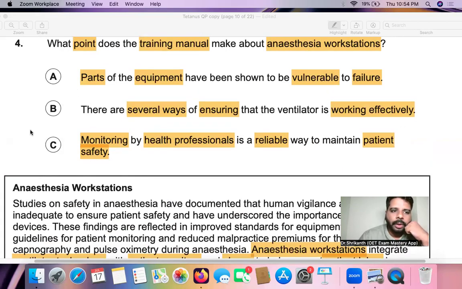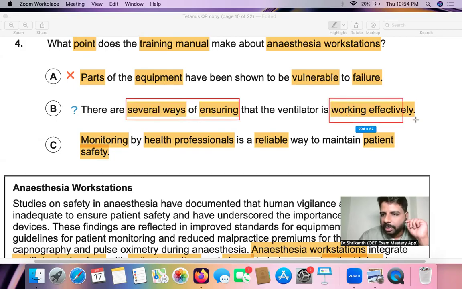So what you can do, you can put a question mark over here. You have eliminated answer option A, and you can put a question mark because everything over here is mentioned. The verb, several ways of ensuring, is mentioned. The keyword is also mentioned. So confidently you can put a question mark over there. Now let's come to answer option C.